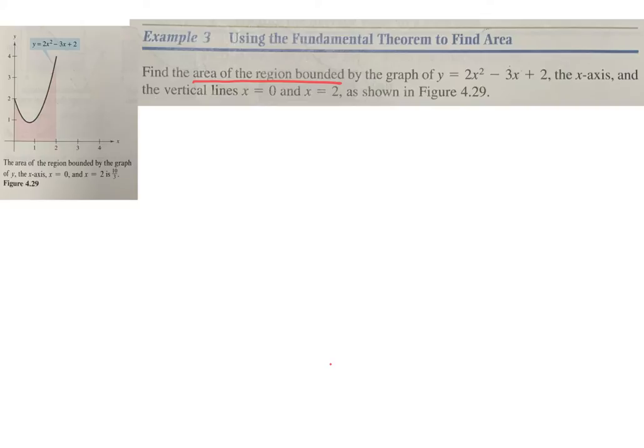Slope of a tangent line means to take the derivative. Area of the region means take the antiderivative. So they've given me the function of that.